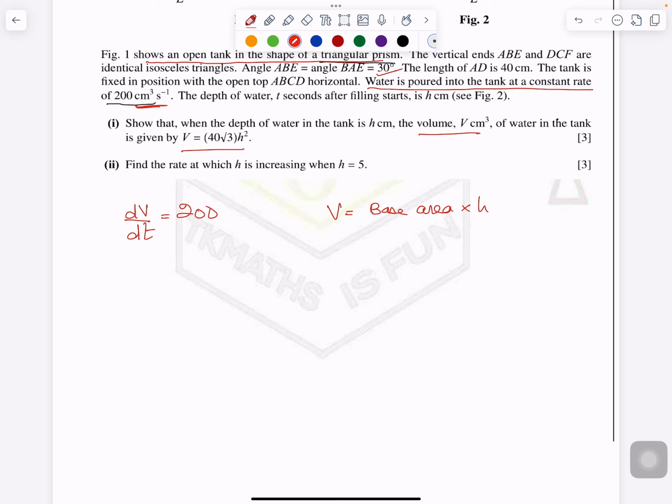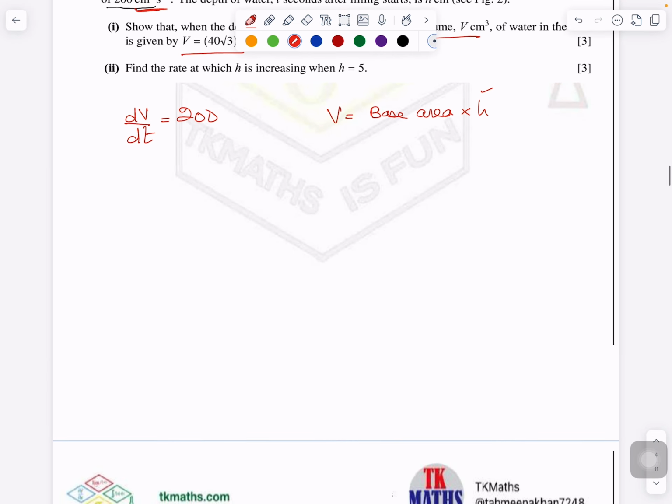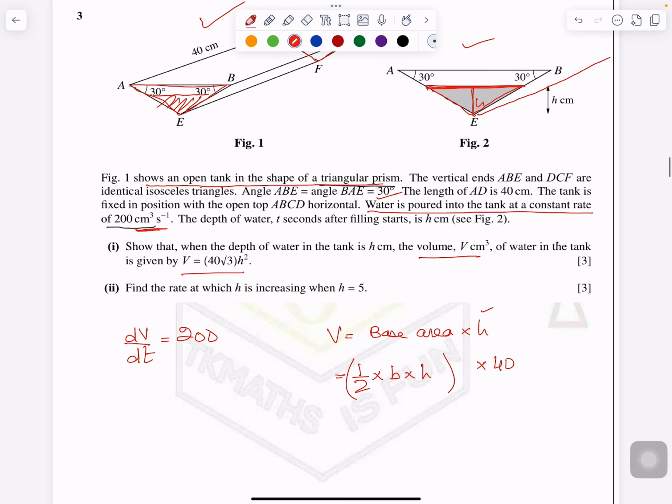which is base area times height. Right? Now this height represents the container's length, which is given to us as 40 centimeters. So this height is 40 centimeters. But what is the shape of the base? Yes, you are right, it is a triangle. In the triangle, this will be your base and this will be your height. Okay. So base area is half into base into height. Now, we have to calculate the base because the question is saying give the volume in terms of h. So this h is fine. But what is this base?